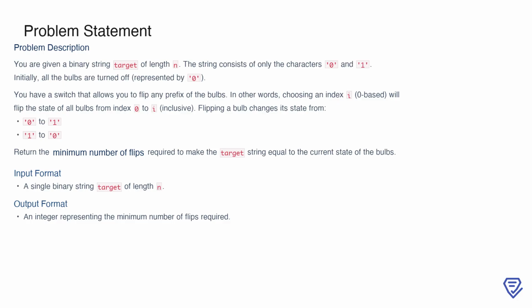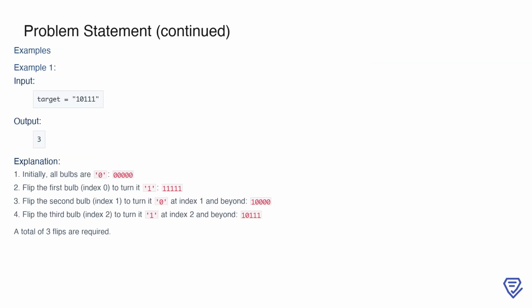The goal is to determine the minimum number of flips needed to transform the initial state of the bulbs into the target string. The input will be a binary string target, and the output will be an integer representing the minimum flips required. Let's look at an example to understand the problem better.